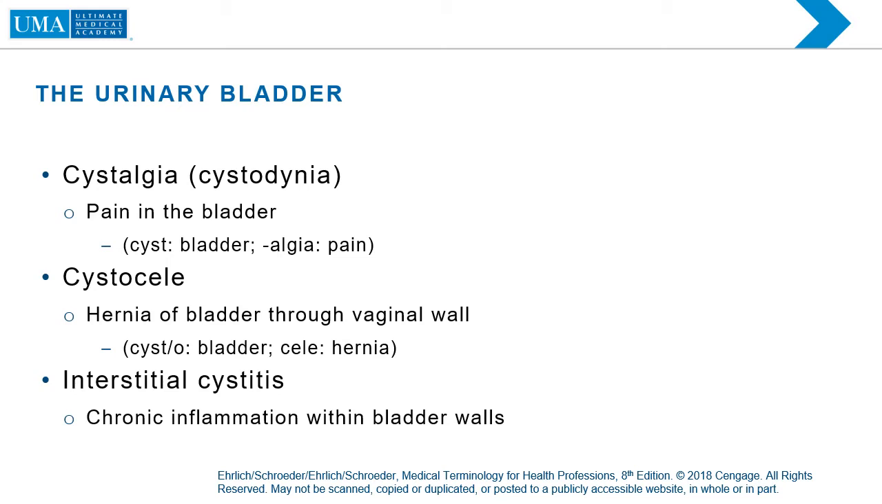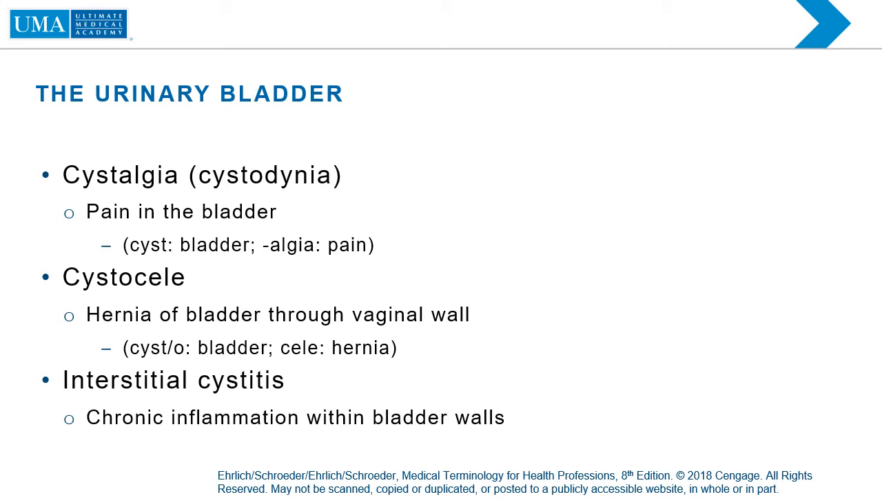Moving on now to diseases of our urinary bladder, we have cystalgia. This is meaning pain within the bladder. You may also see cystocele. This is also known as a prolapsed bladder. Here, there's a hernia of the bladder through the vaginal wall. When we begin to break this term down, cyst is meaning bladder, and the cele, C-E-L-E, means hernia. Remember, this sometimes occurs as a result of pregnancy or from childbirth.